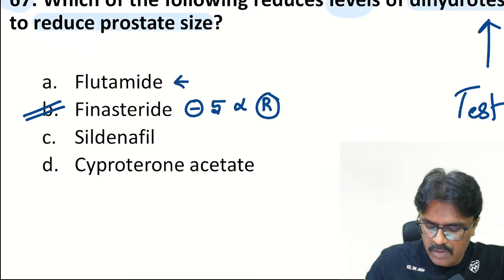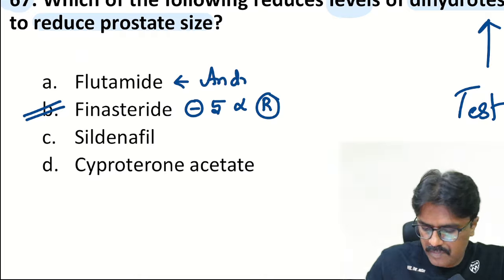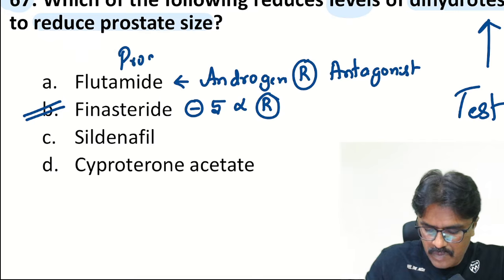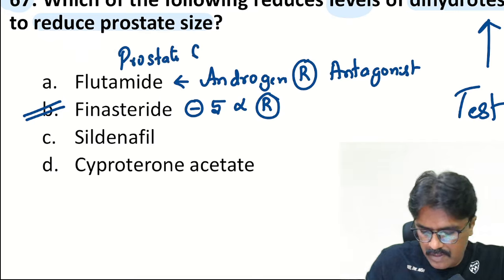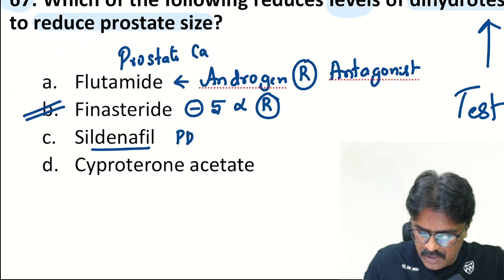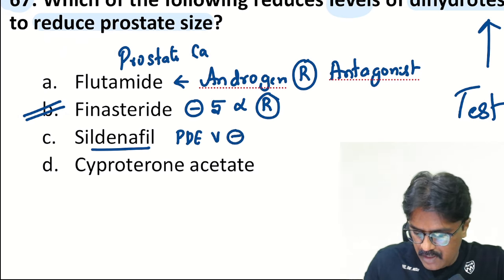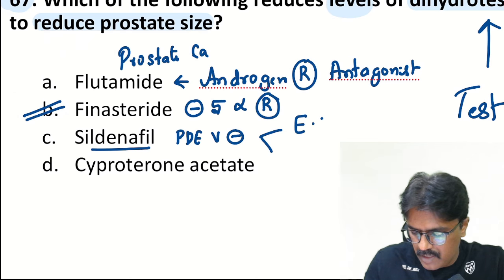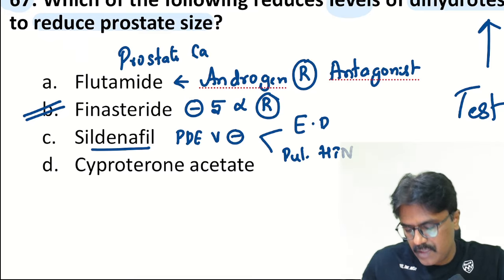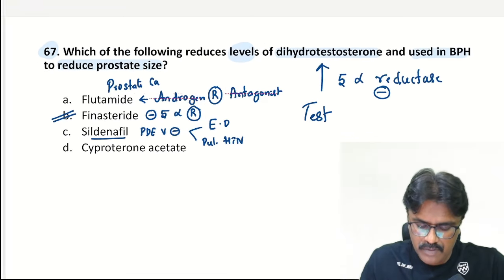Flutamide, it's an androgen blocker. It's an androgen receptor antagonist. And that is used for prostate cancer. Where do you use it? Prostate cancer. Sildenafil, all of you know. It's a phosphodiesterase 5 inhibitor. It is used for erectile dysfunction and pulmonary hypertension. Sapropterin is not so important for you. Please remember that.